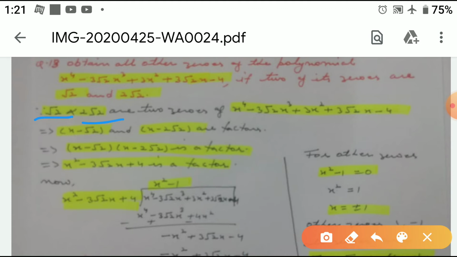It means x - √2 and x - 2√2 are factors. Clear? And it means (x - √2)(x - 2√2) is a factor of this polynomial. So when you multiply these two, we get this. So x² - 3√2x + 4 is a factor of the given polynomial.